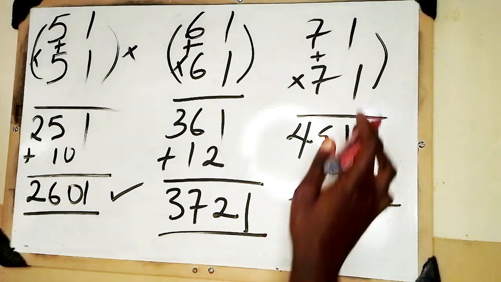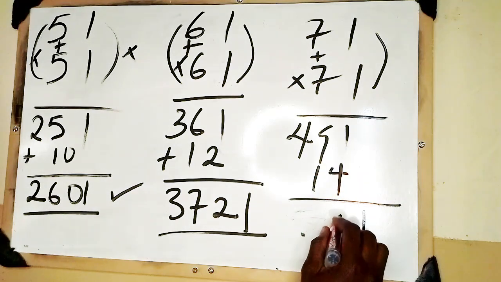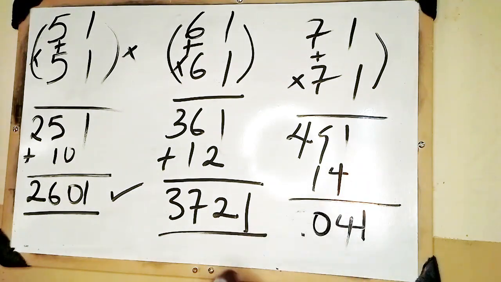Okay, let's start from the bottom. You have 1, you have 4, you have 10, which you write as 0. You add up the 1 to the 4, you have 5. 71 times 71 gives us 5040.